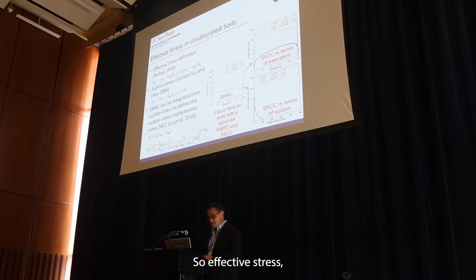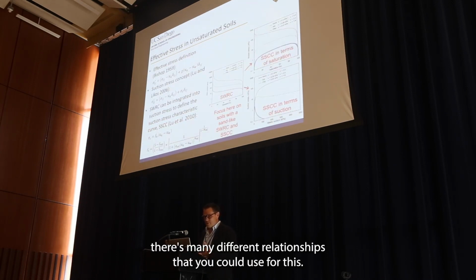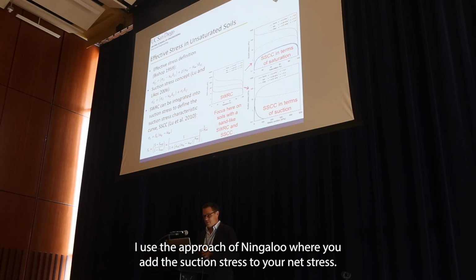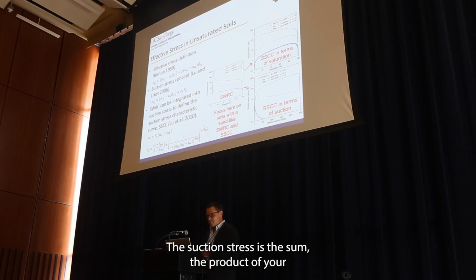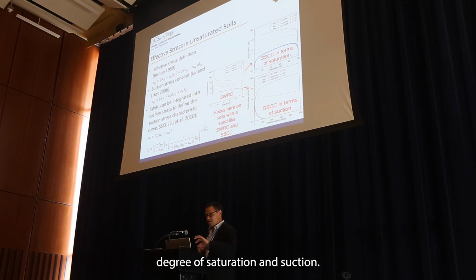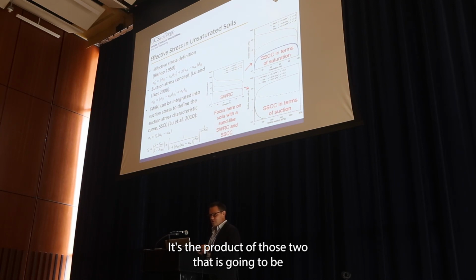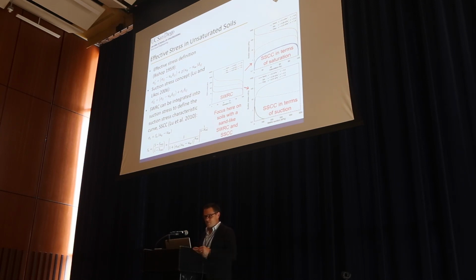So for effective stress, there are many different relationships that you could use. I use the approach of Ning Lu, where you add the suction stress to your net stress. The suction stress is the product of your degree of saturation and suction. So both of those are changing. It's the product of those two that is going to be changing your effective stress in your soil.